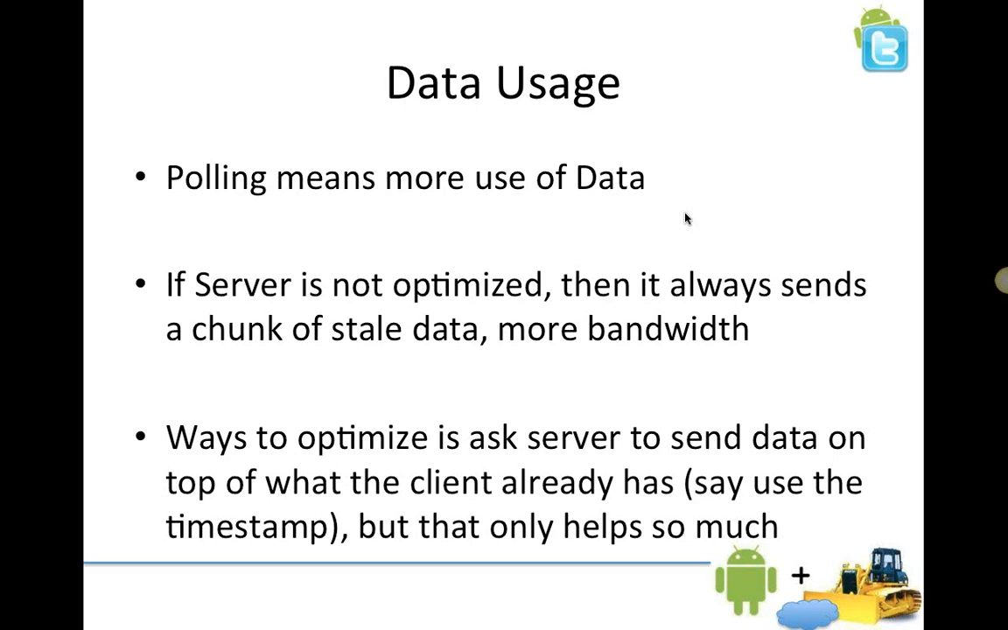A way to optimize this is to ask the server to send data on top of what the client already has. Let's say I got my last data at 10:33 a.m. So my client should ask the server to get me data after 10:33, and not before that. If there is no new data, the server call still happens, but the package I get would be empty, so that is more optimized. But again, this only helps so much, because I'm still making these calls to the server.